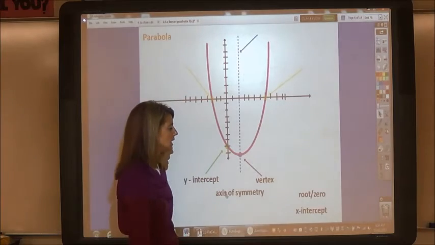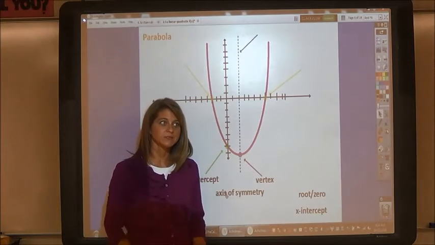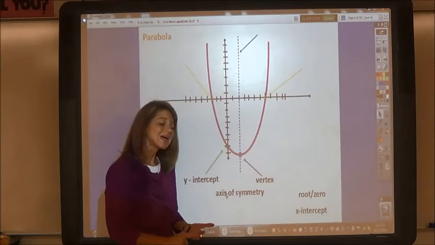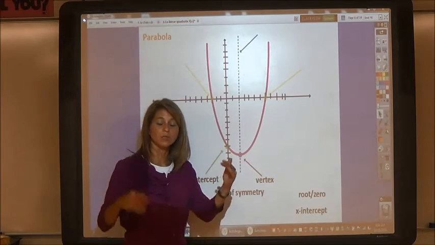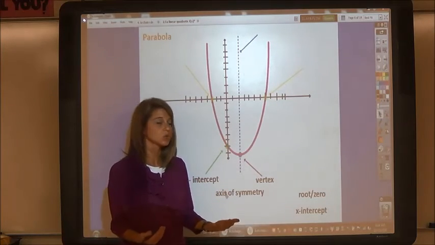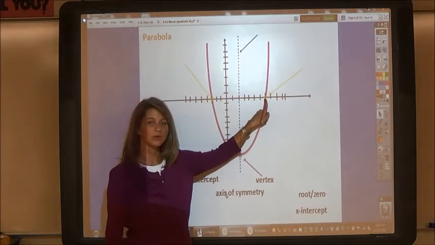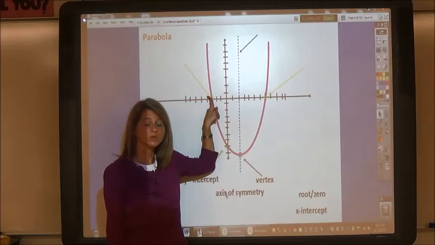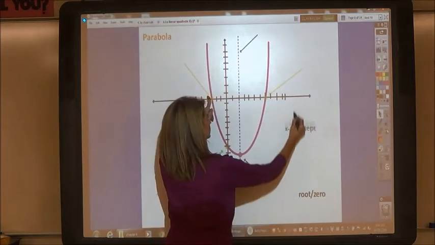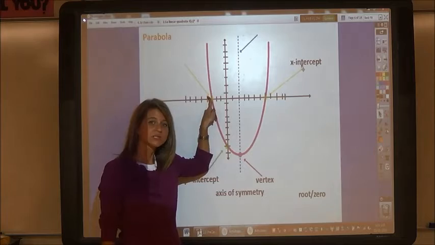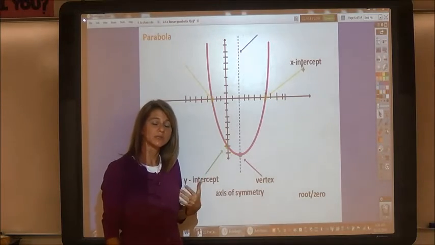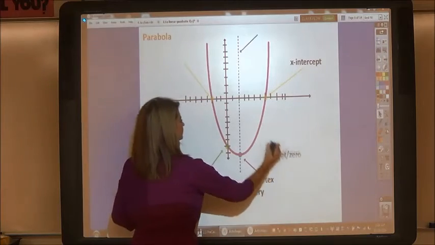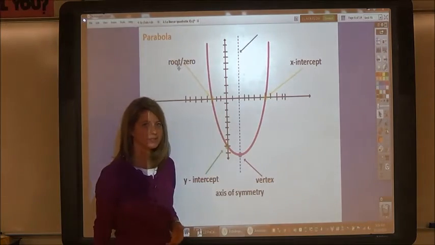Always. Okay. Now we have a couple of words left, a root and a 0 and an x-intercept. They're all the same thing. X-intercepts are where your parabola crosses your x-axis. Here it's twice. It can cross here at this yellow point, there's an x-intercept, or here. Both of those are x-intercepts. Those very same things, x-intercepts, can also be called roots or zeros. All those words are interchangeable. Just in case.